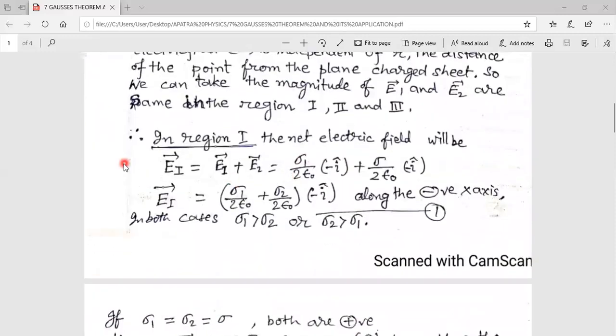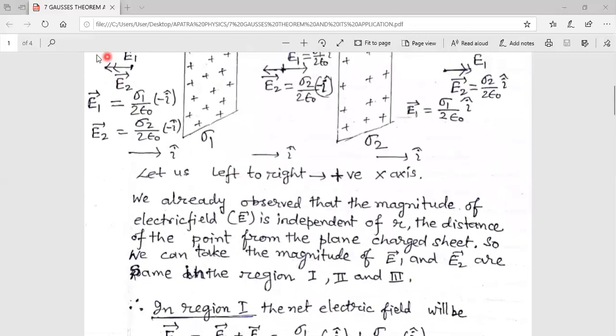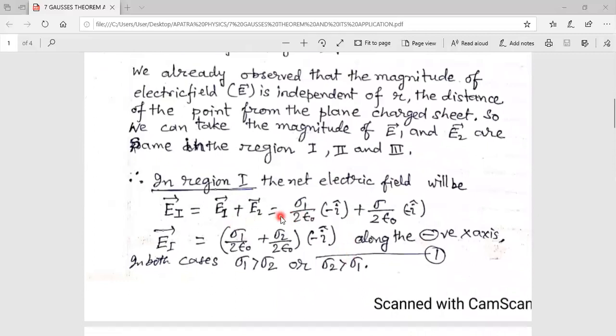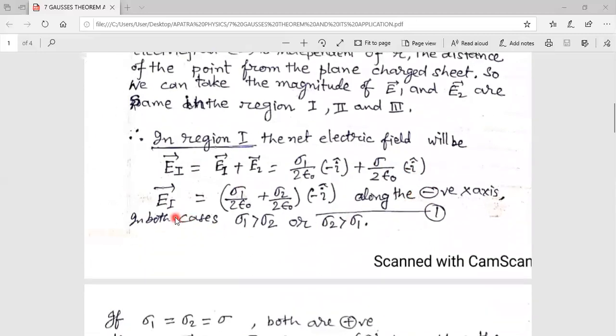Now, in region 1, the net electric field is the electric field due to the first and second sheets, vectorially added. E1 is sigma 1 divided by 2 epsilon naught along minus i cap, plus sigma 2 divided by 2 epsilon naught along minus i cap. Therefore the total is sigma 1 by 2 epsilon naught plus sigma 2 by 2 epsilon naught, the whole multiplied by minus i cap, that is along the negative x-axis.